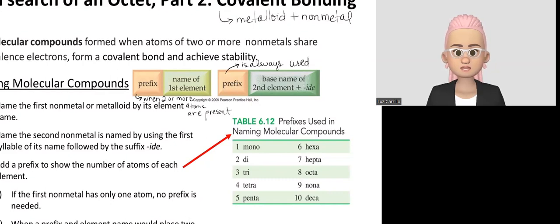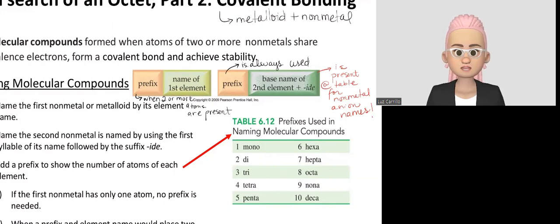And just as a quick review, when it comes to the base name of that second element that is a nonmetal that ends in "ide," remember that this information is present at the table for nonmetal anion names. So make sure that you review and you go back into your notes for part 1 in order to remind yourself of those names.